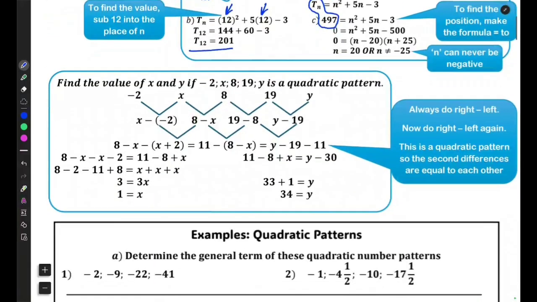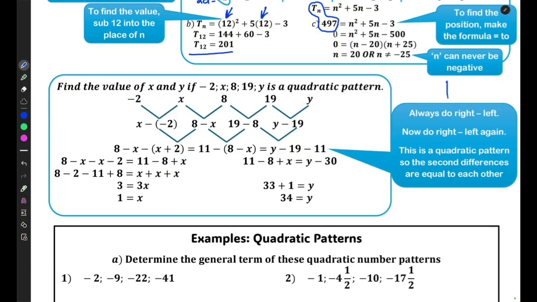Now, if we look at a bit more advanced, is when they bring in algebra. And this is now where this note is very important. Always do right minus left. And because it's quadratic, we do it again. And then the goal is to set up a few equations and then do algebra to solve this question. So find the value of x and y, and then they give me a quadratic pattern.